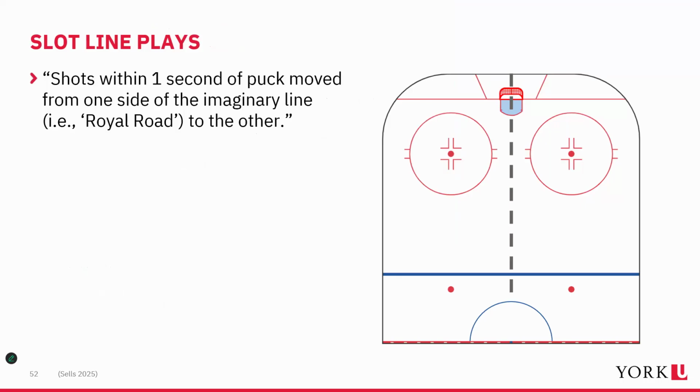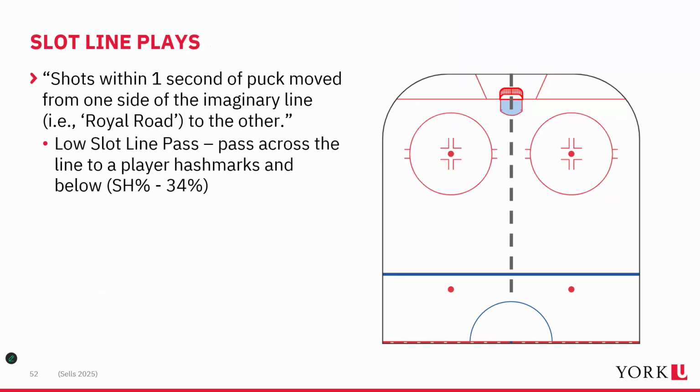Shots that are taken within 1 second when a puck is moved across that midline, the Royal Road, to the other side, have a much higher chance of going in than when we dust it off. So a low slot line pass, from X1 here to X2, so going from high in the zone to lower in the zone, those are about a 1 in 3 chance to score, 34%, if you shoot it within 1 second of it crossing that line.